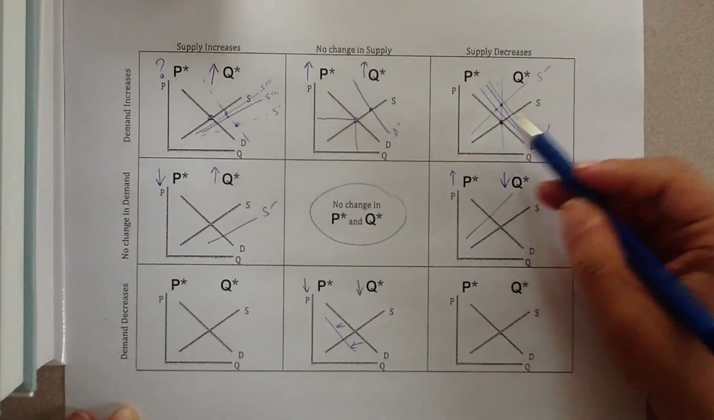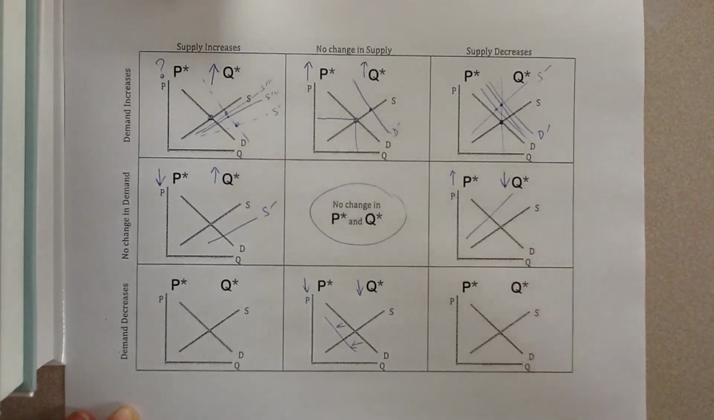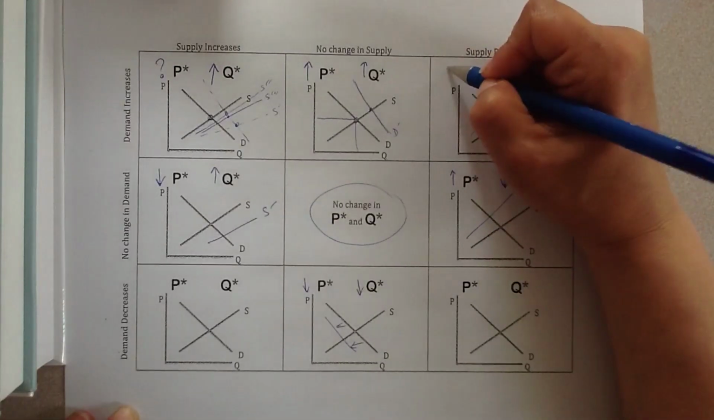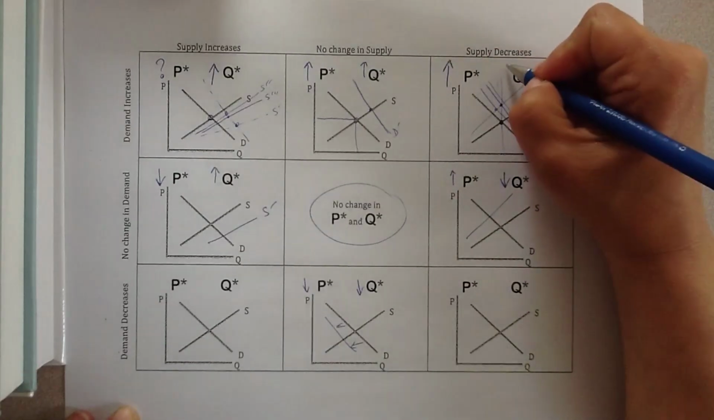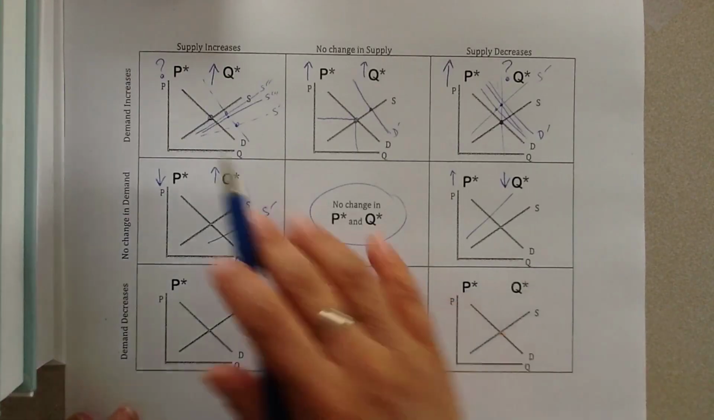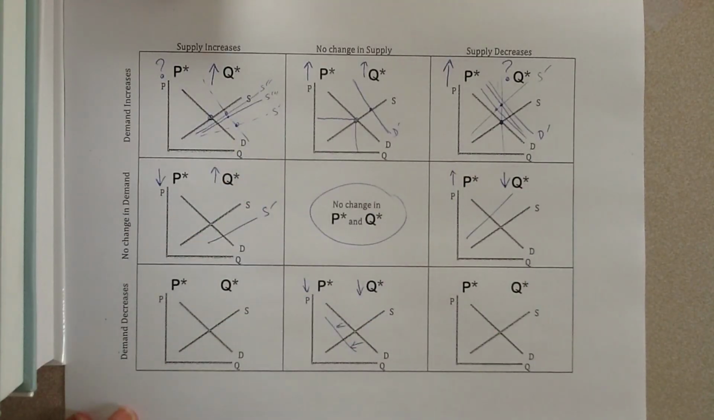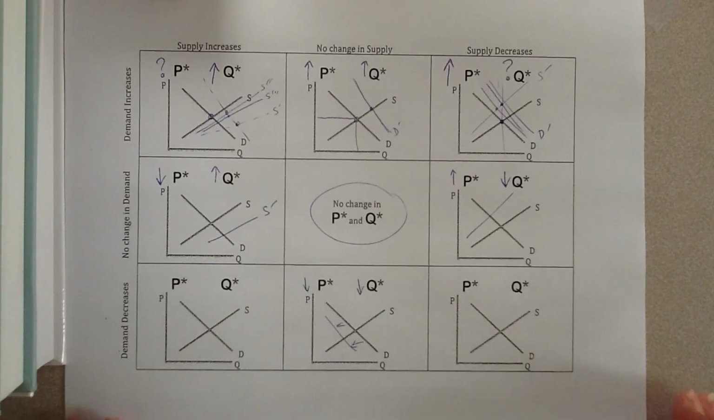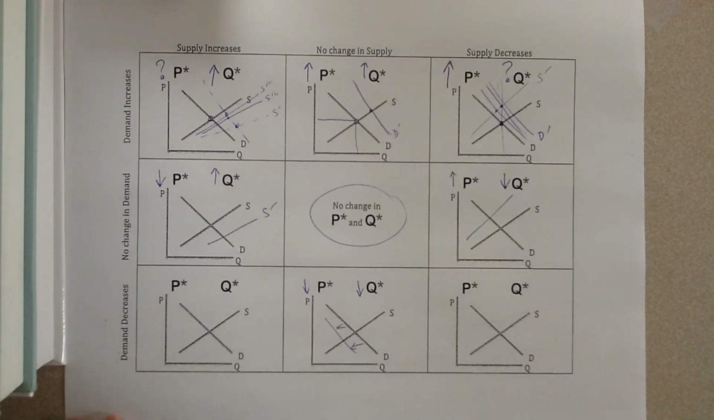So for this combination of changes, an increase in demand and a decrease in supply, we definitely have a higher price, and we don't know what happened to quantity. Quantity could go up, it could go down, it could stay the same. So that's what's going to happen in these circumstances where both sides of the market are changing. We're going to know the direction of one of the changes, and we're not going to know the direction of the other change.